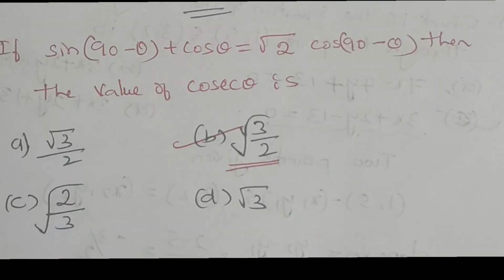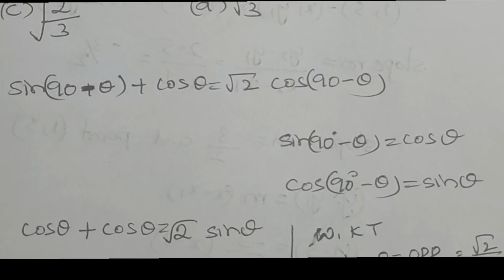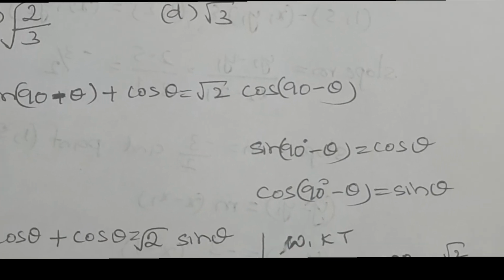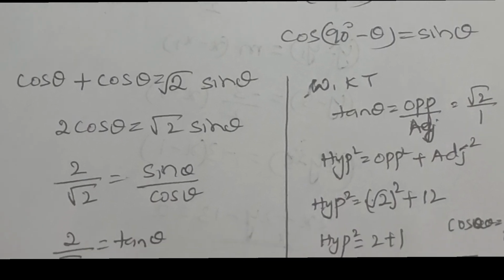The next question is a trigonometry question. If sin of 90 degree minus theta plus cos theta is equal to root 2 cos of 90 degree minus theta, then we find out the cosecant theta. So the answer is root 3 by root 2 will be the answer. We'll see how we got it. So write down as it is: sin of 90 degree minus theta plus cos theta is equal to root 2 cos of 90 degree minus theta. Sin of 90 degree minus theta is equal to cos theta. Cos of 90 degree minus theta is equal to sin theta. These are the formulas. So substitute in this equation.